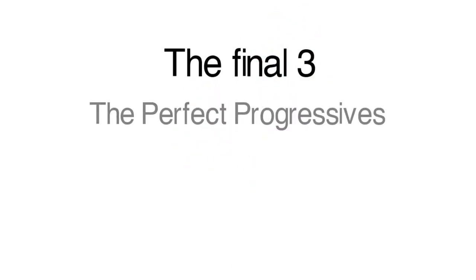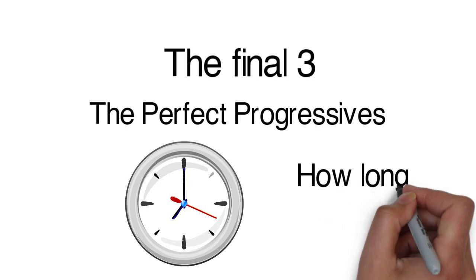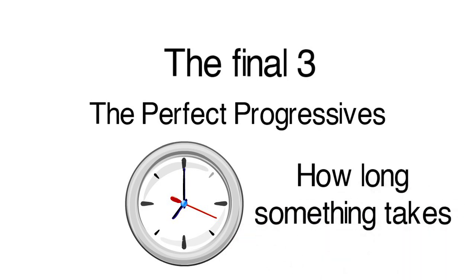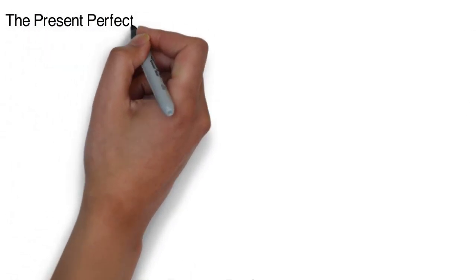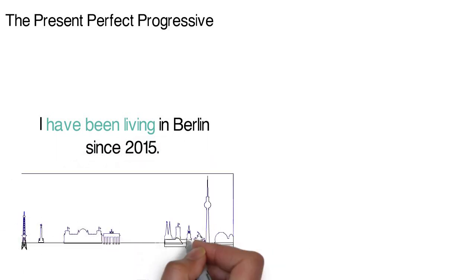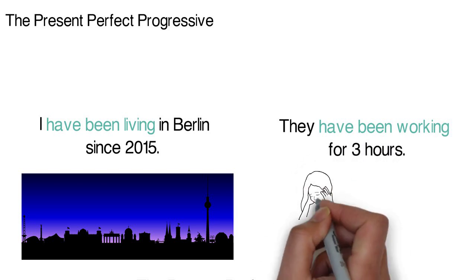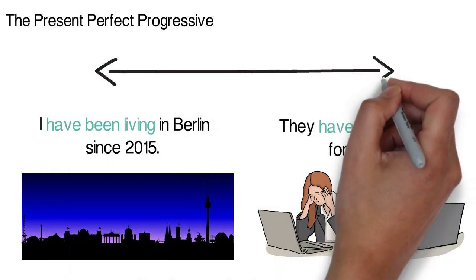All right, this brings us to the final 3 tenses, the perfect progressives. These three tenses are all used to express and draw attention to how long something takes. With that in mind, we will start with the present perfect progressive. For example, I have been living in Berlin since 2015. They have been working for 3 hours.